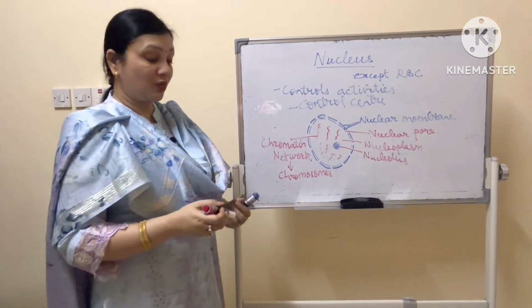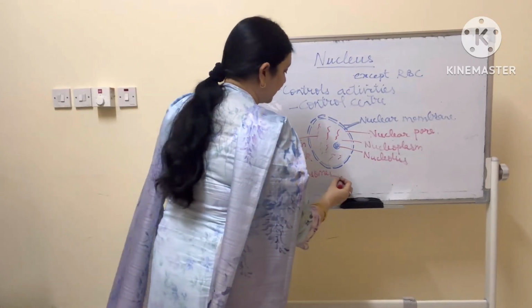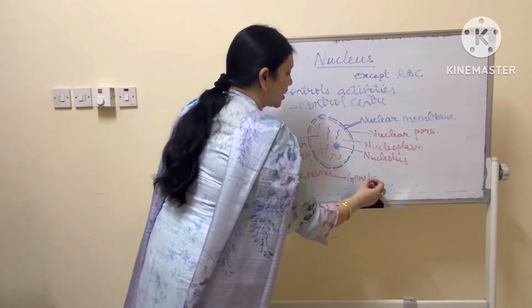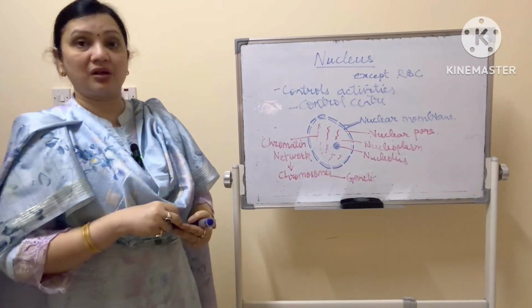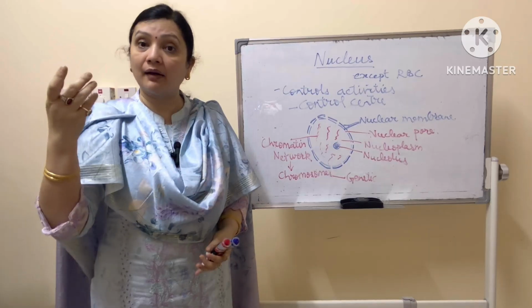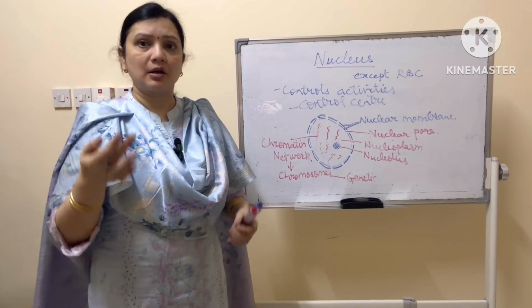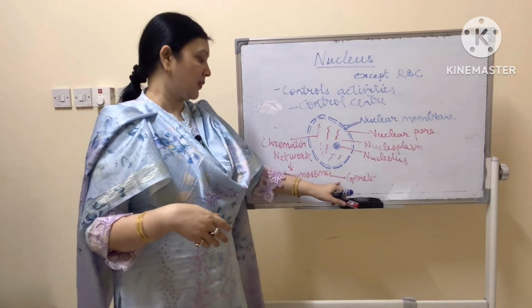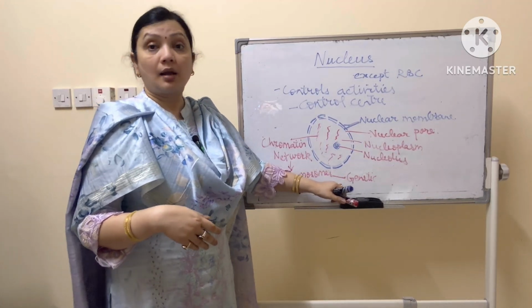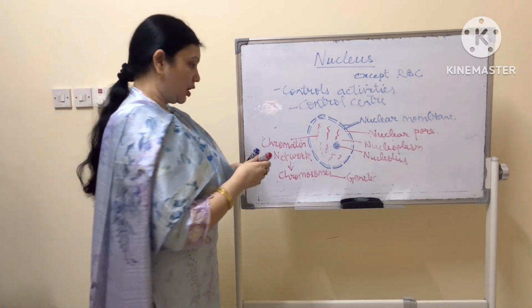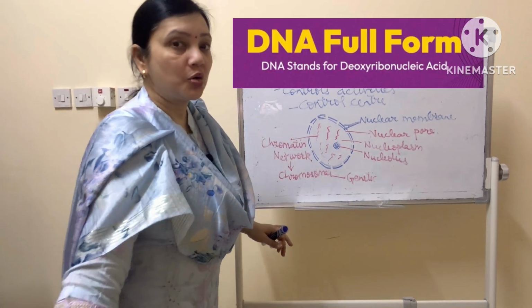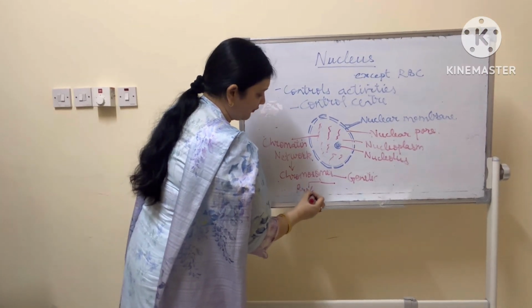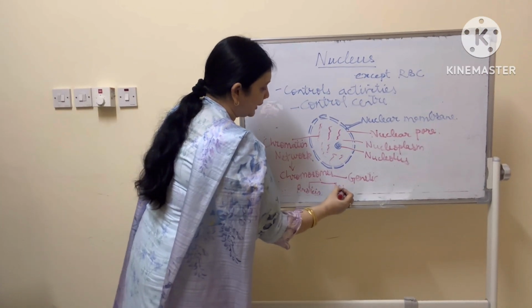Now these chromosomes have the genetic material present on them. They have the genetic information, hereditary information: the color of our eyes, our hair, skin, maybe some diseases we inherit from our parents. All that information is present on these chromosomes in the form of DNA. So these chromosomes have two parts: protein, everything is made up of protein, and DNA.